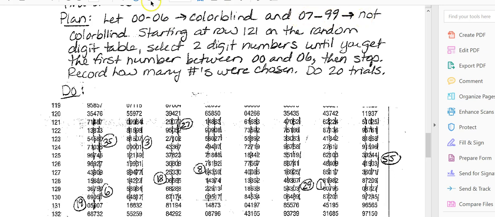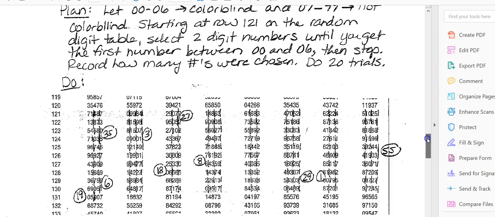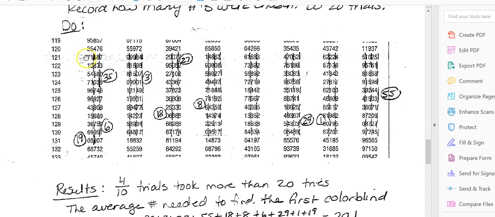Some of you may have used 01 to 07 and 08 to 99 plus 00 for not colorblind. Then I went to my table and counted two-digit numbers until I found one that was between 00 and 06. And the first time it took 27 numbers till I got the first one that represented colorblind. The second time it took 35, the third time 3, and so forth. So lots of variety. These are the first 10 of 20 tries that I did.